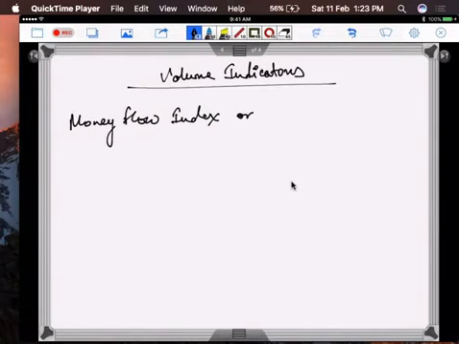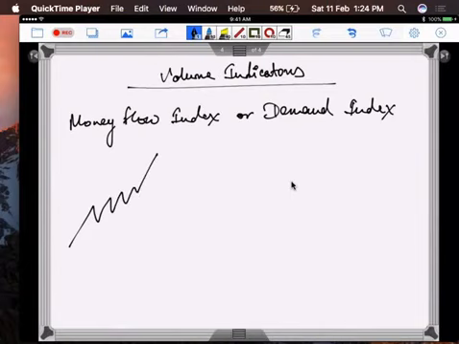Or if it's not there in your system, you can use the demand index, or the money flow index. Now if a stock is going up and let's say the volumes, or the money that is pumped into the stock, is coming out, is it a bullish sign or a bearish sign? It's a bearish sign.